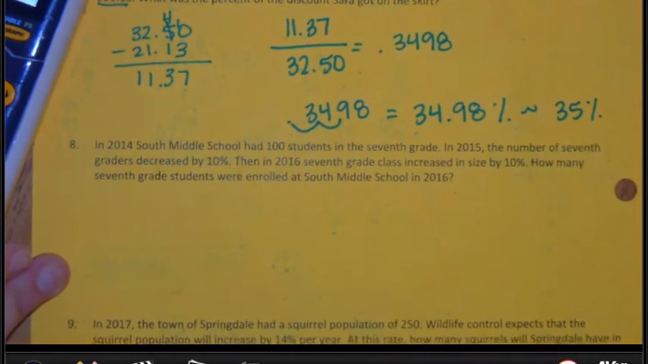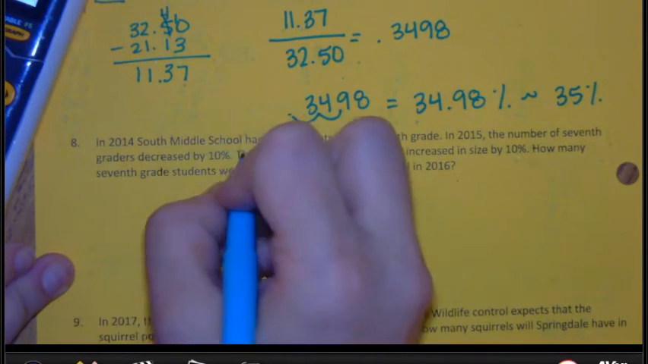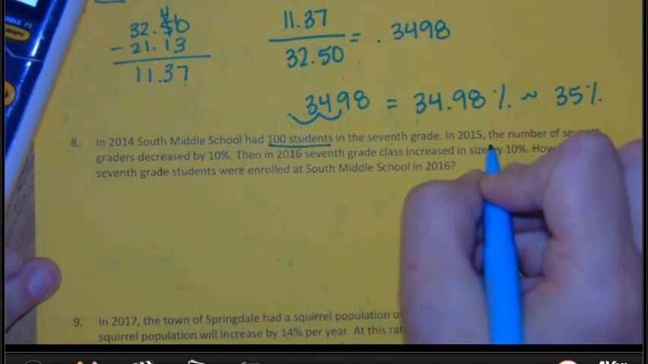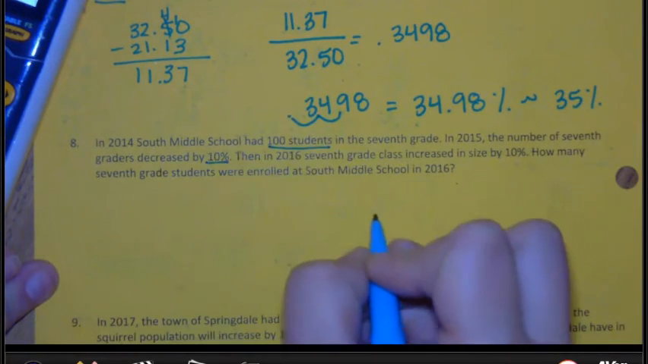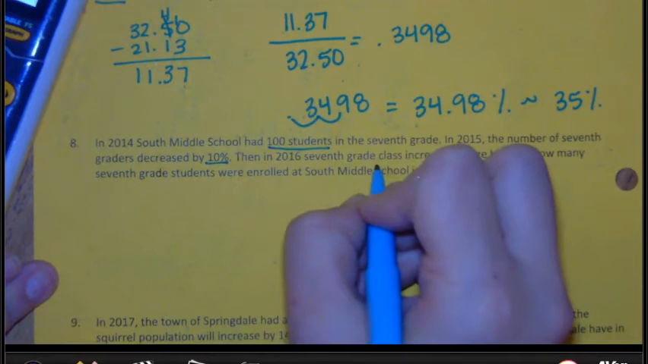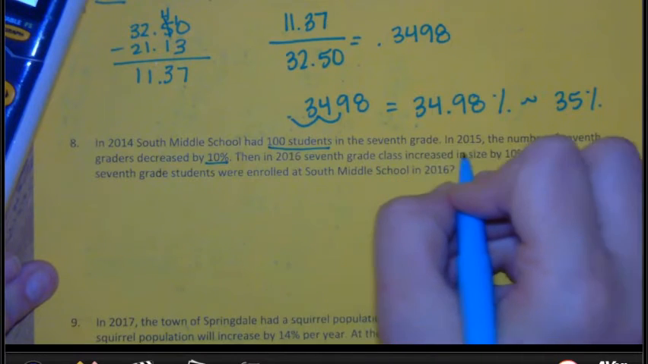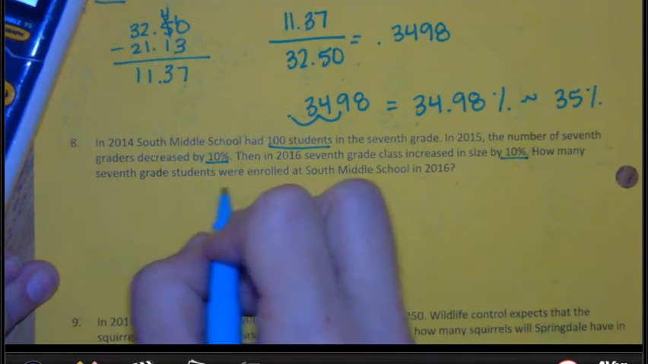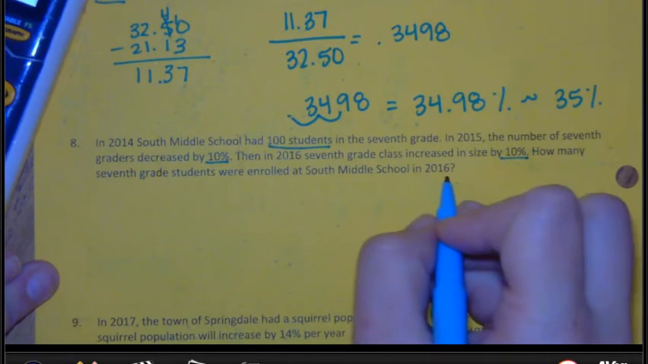Okay. Number 8, in 2014, South Middle School had 100 students in the 7th grade. In 2015, the number of 7th graders decreased by 10%. In 2016, the 7th grade class increased by 10%. How many 7th grade students were enrolled at the South Middle School in 2016?